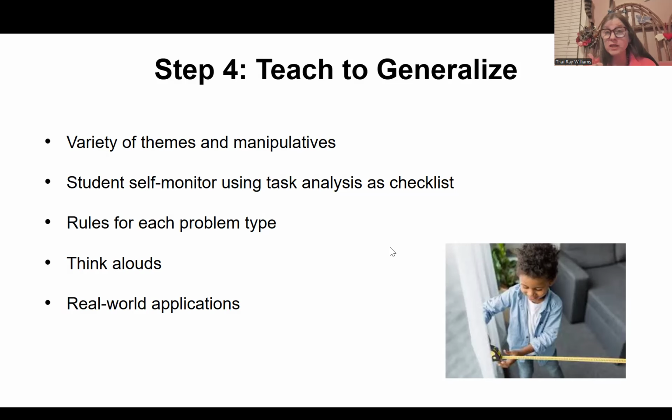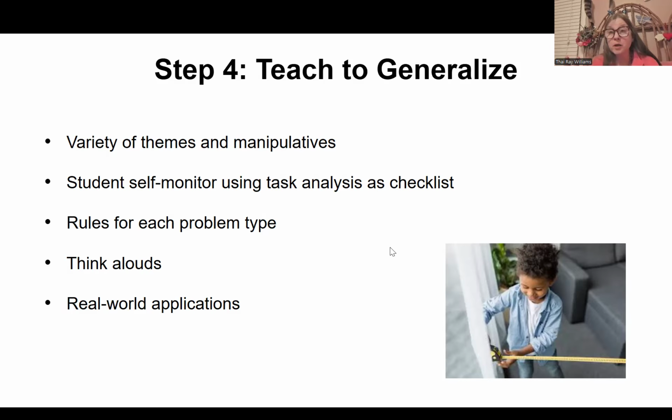Think alouds really help students generalize, but not only because oftentimes we think about us doing the think aloud. It is great for generalization if you have the student do a think aloud, have them walk through what they're doing. And then you can make sure that you have students apply these skills in real world situations. Sometimes you have to engineer that so those real world situations occur.